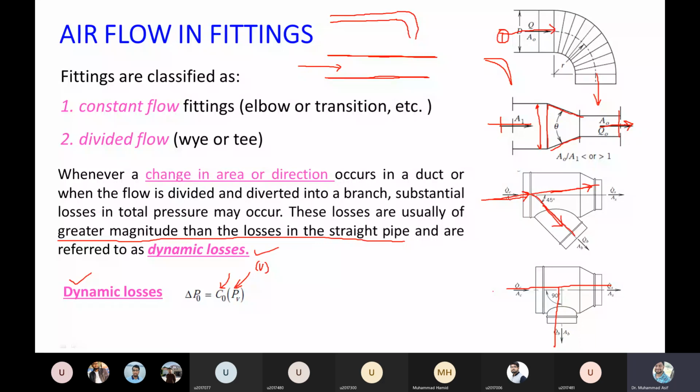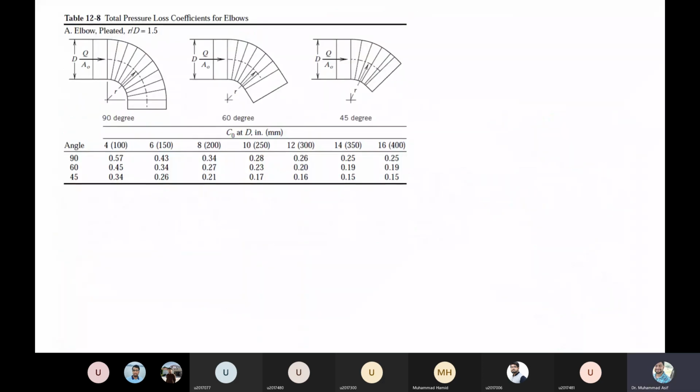What about the friction loss? Friction loss or the friction coefficient depends on the types of the fitting. For every fitting, the value of the C naught is different, right? Let me show you. For example, here you can see we can have three types of the elbow. This is called the 90-degree elbow, right? This is a 60-degree elbow. Again, this is a 45-degree elbow.